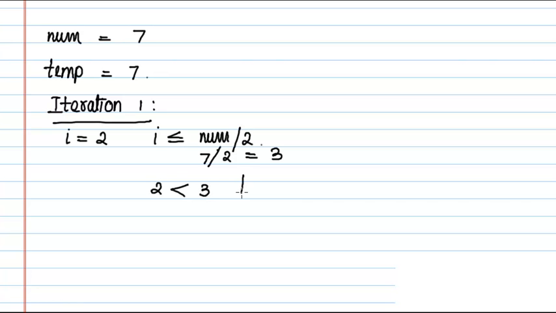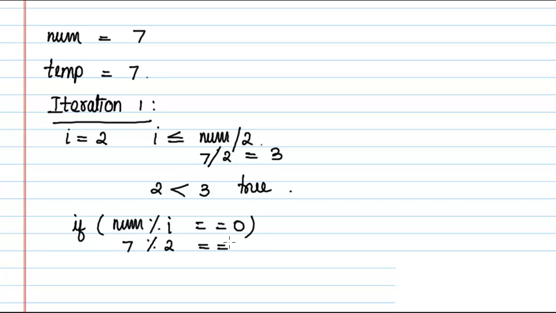So this condition is satisfied and the loop will be executed. Here we have to check the condition if the number when divided by the value of I gives the remainder 0. Now the number given here is 7. When divided by 2, it does not give the remainder as 0. So this loop will not be executed.